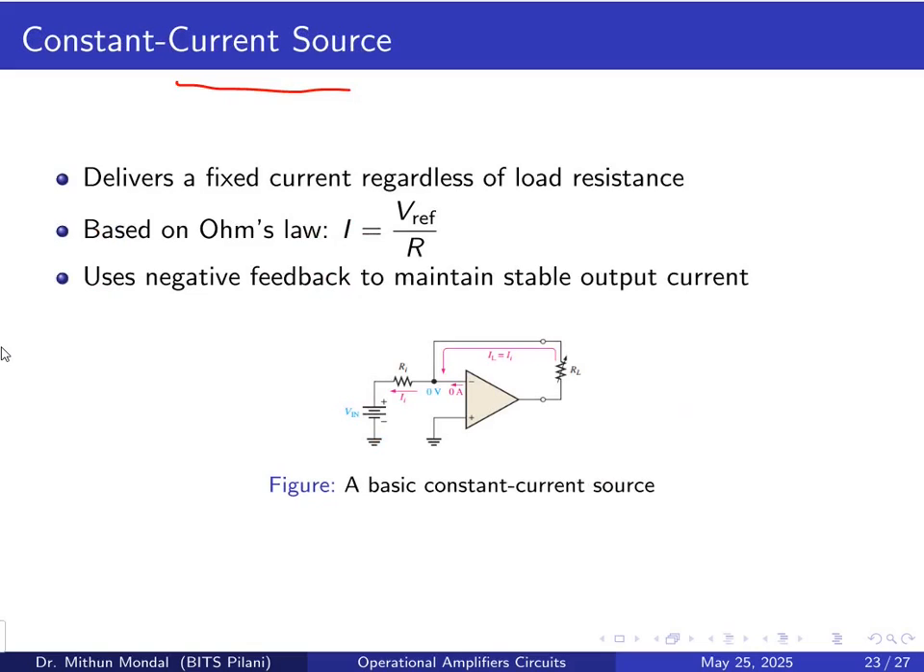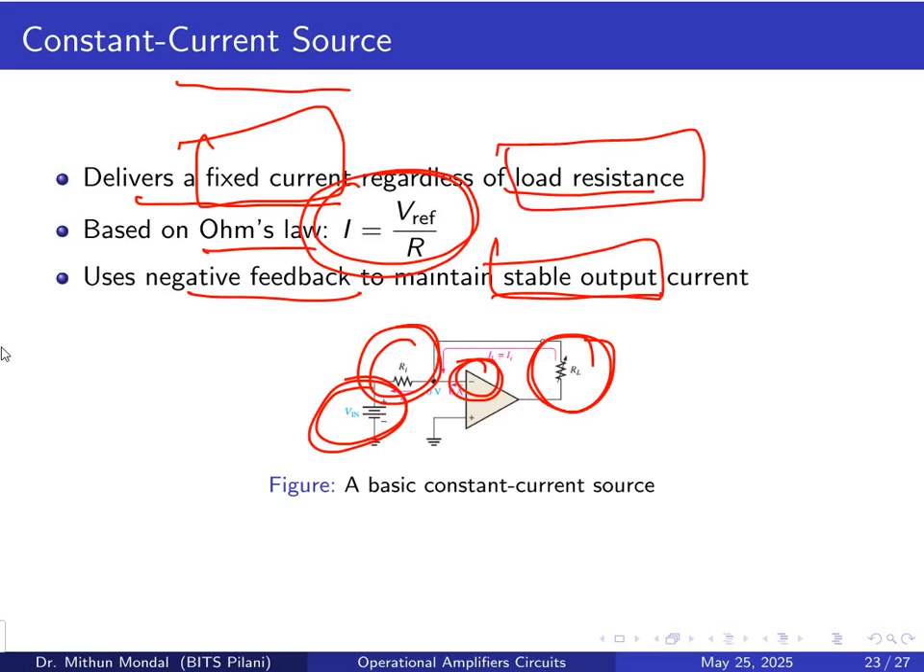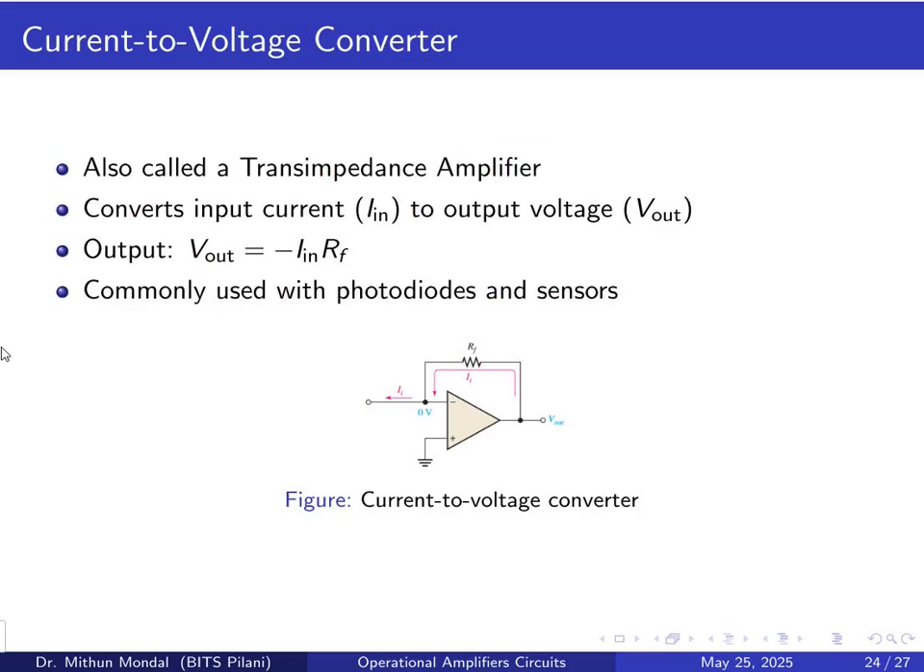Some of the other circuits we will discuss, that is the constant current source, which delivers a fixed current regardless of the load resistance. So whatever the load resistance you are putting at the output, you will be getting a fixed current. So the current is basically in terms of Ohm's law, which is I is equal to V reference by R, where R is basically what you connect at the input, and you are giving the input voltage to the inverting terminal and use negative feedback to maintain stable output current. So you need a stable output current. Load resistance can vary, so you will be getting stable current with the help of constant current source.